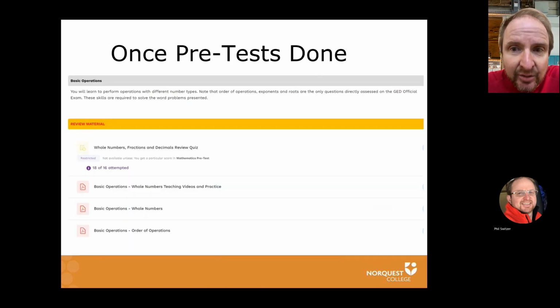But once those pretests are done, and once you've gone through some of the GED content, it's time to dive in and do your first quiz. And it's the whole numbers, fractions, and decimals review quiz. Now, basically your goal in this quiz is like with all the other GED quizzes, that if you get 60% or better, you just do the next quiz after that. And you just keep going until it starts to get tough to get 60%.